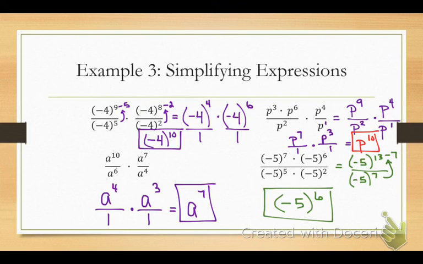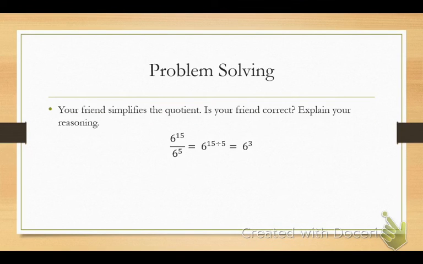Wait, did you guys add them? Did you add the exponents? Yes, I added them first. So 5 plus 2 gave me the 7. And then I subtracted them. All right, your friend simplifies this quotient. Is your friend correct? Now, we know oftentimes friends are really making some mistakes. I don't know, they could be correct this time. No, they're not.